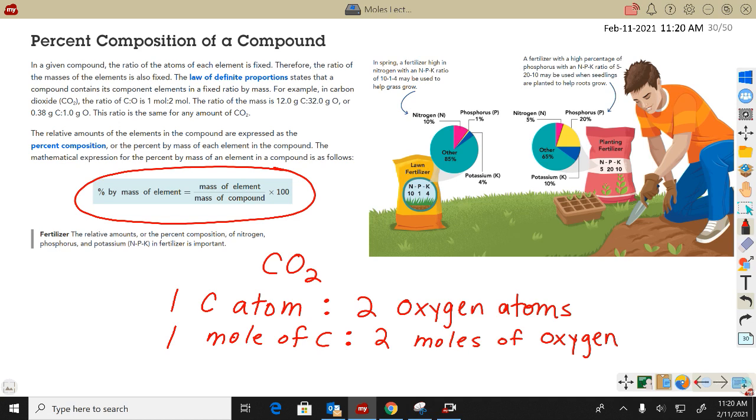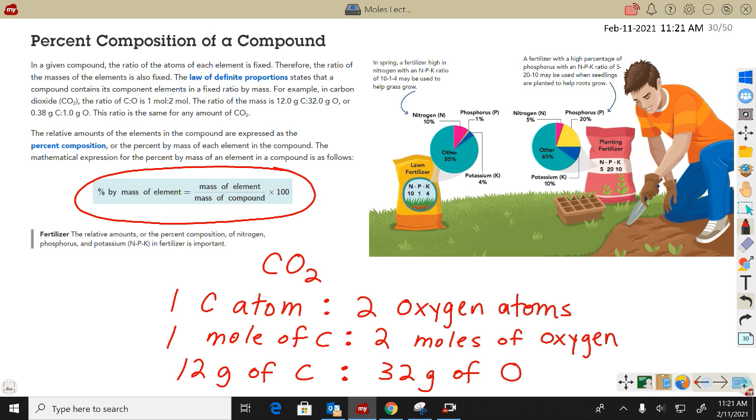Now eventually when I want to go to the lab and do this, I can't really measure moles directly. I want to measure grams. So maybe I'd look up the molar mass. Approximately 12 grams of carbon. And if I wanted 2 moles of oxygen, oxygen's molar mass is about 16. So if I had 32 grams of oxygen, that would be the proper mole ratio. 1 mole of carbon is about 12 grams. 2 moles of oxygen would be 32 grams. And then I'm still keeping this consistent ratio.